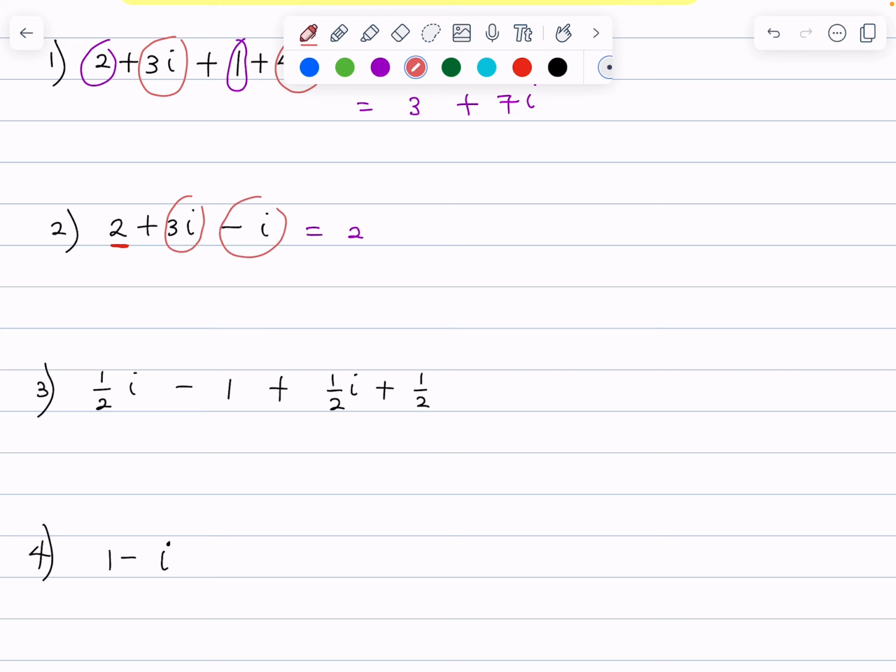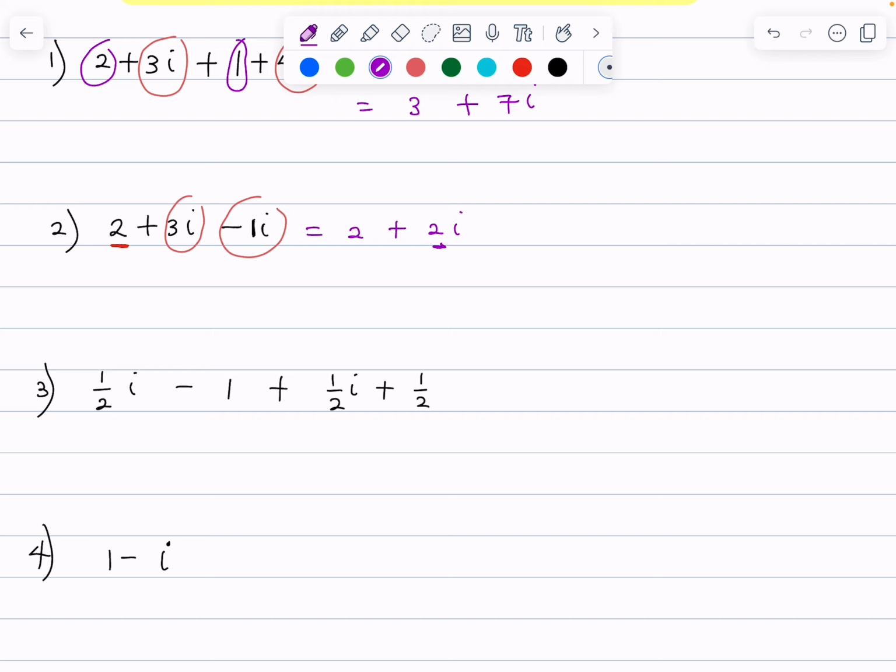So I have 3I minus I, which is kind of the same thing as 3I minus 1I. So 3 minus 1 is 2, right? So then you just put the I. So this is just going to be plus 2I, because 3 minus 1 is 2, right? So then I have the I.